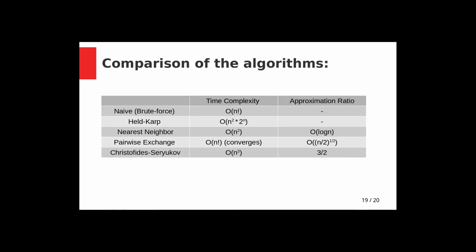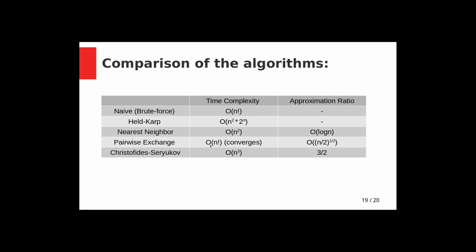So let's quickly go over the comparison of all the algorithms we've discussed. The uninteresting naive brute force approach will obviously yield a result with time complexity big O of n factorial. Other than that, we discussed the Karp algorithm, which is a dynamic programming algorithm with a complexity of big O of n squared times 2 to the power n. Then we discussed the nearest neighbor algorithm, which has a complexity of big O of n squared and an approximation ratio of big O of log n.